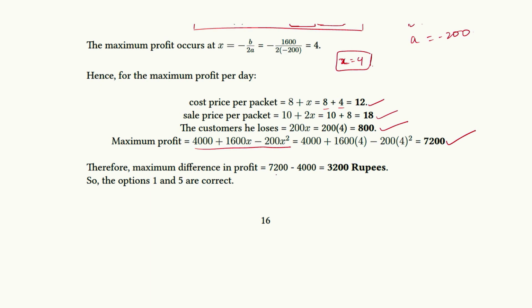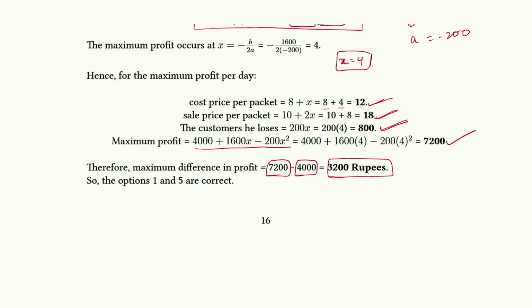Therefore, we can also calculate the maximum difference in profit. So we usually get 4000, but we can get 7200 profit if the value of x is 4. That means if cost price of a packet is increased to 12 and sale price is increased to 18, even though he loses 800 customers, he will get a profit of 7200. So if you subtract these two, the maximum difference can be 3200 rupees.